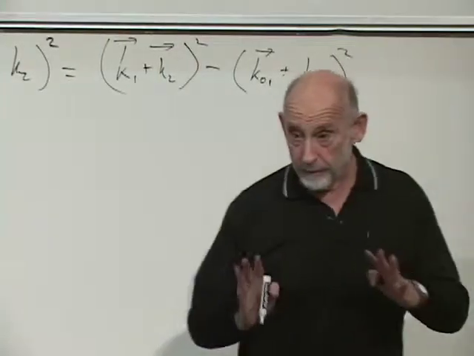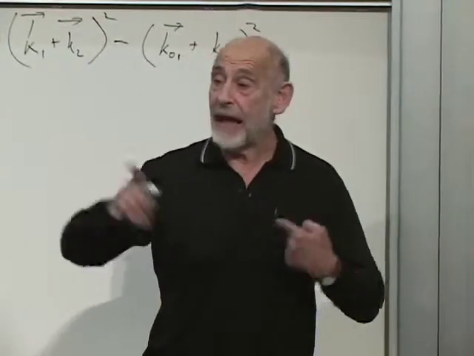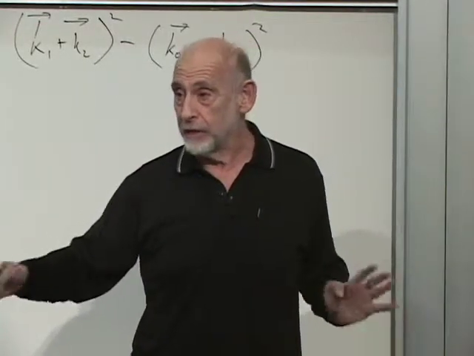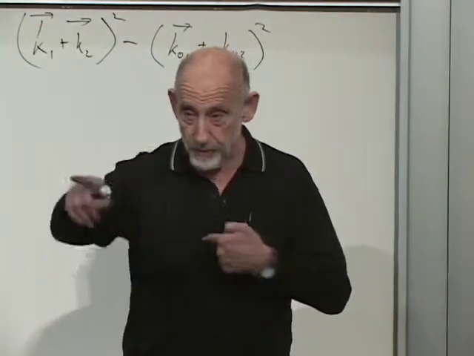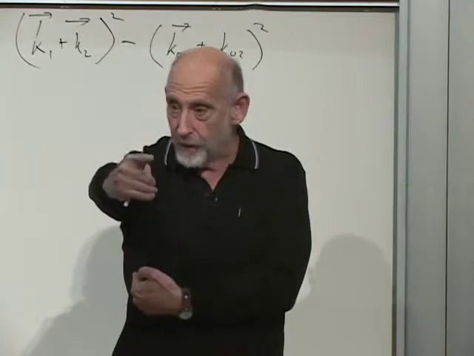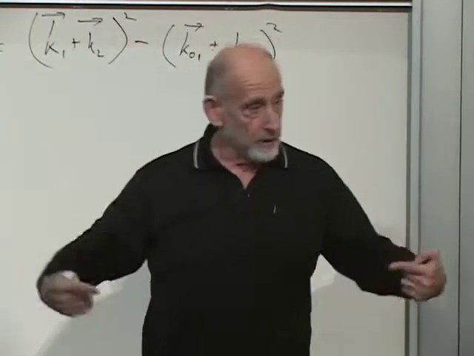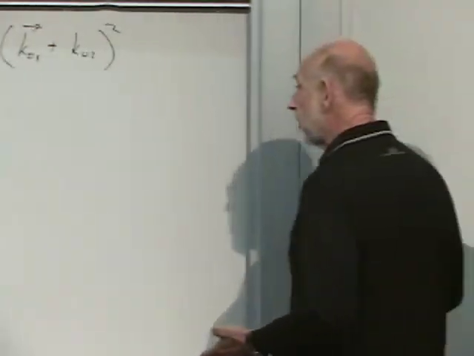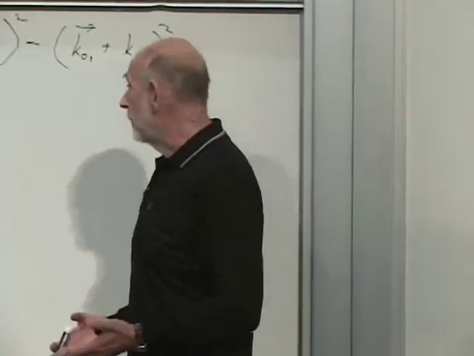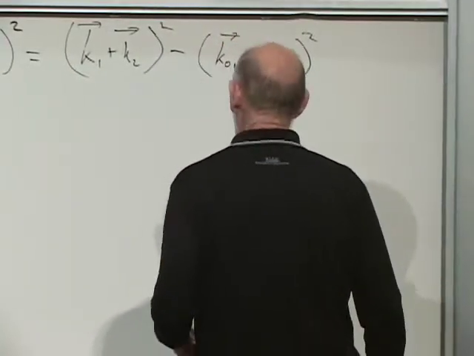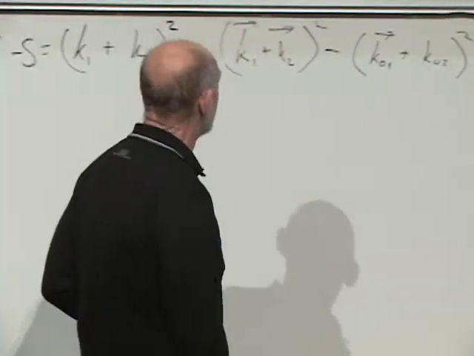In the center of mass frame, all the particles in and out have the same energy. Each particle has the same energy. Particles just get scattered through an angle. That's all that happens. So they come in and they go out with the same energy, but they scatter through an angle.